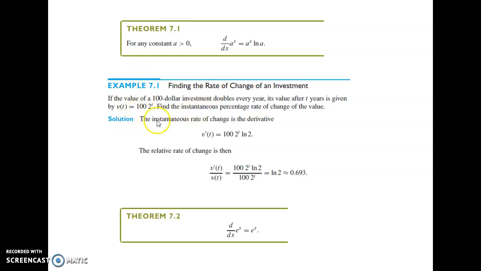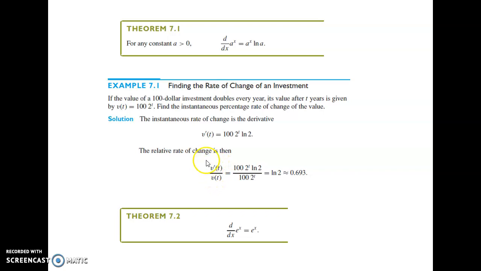When I find the derivative, I am finding the instantaneous rate of change. So this 100 as it is, differentiation of this, I use this formula, it is 2 to the t ln 2. And if you are asked to find the relative rate of change, what I will do is divide V prime t divided by V t. That means this and this I divide. So in the numerator, it is V prime, that is the derivative.